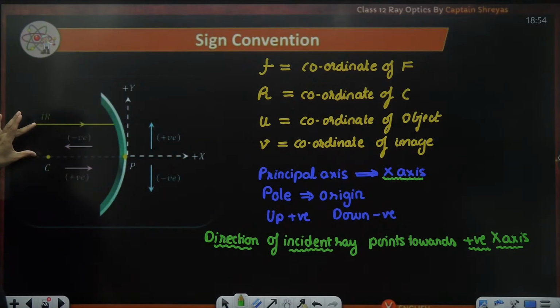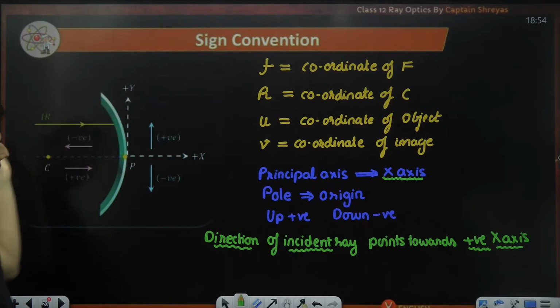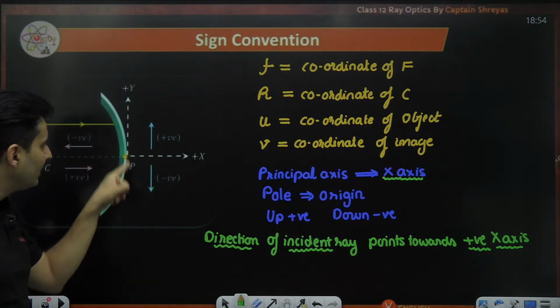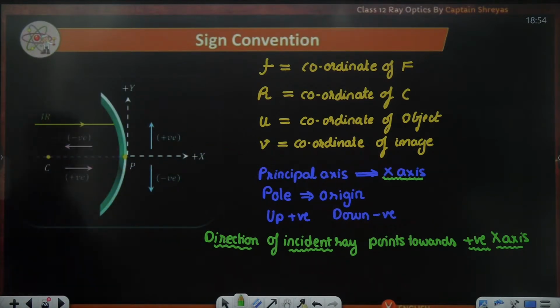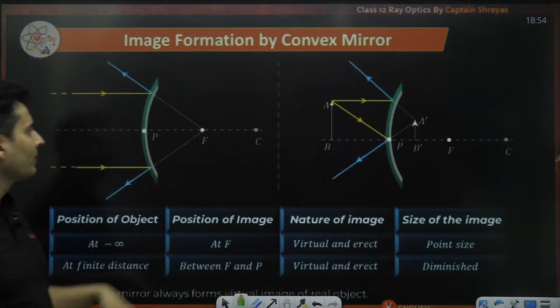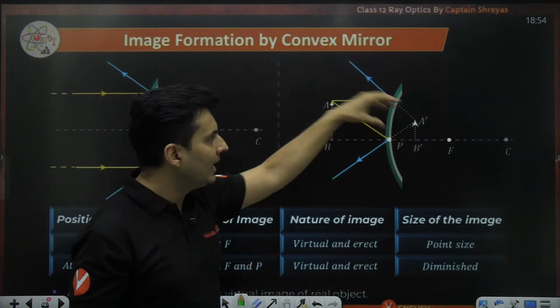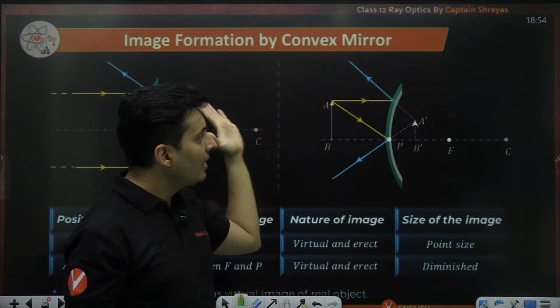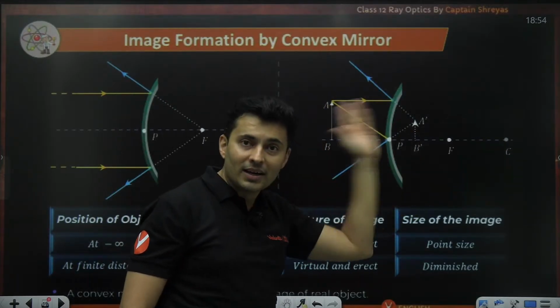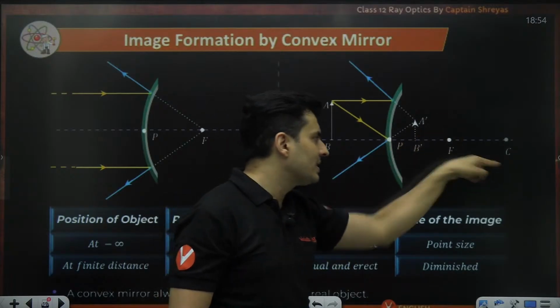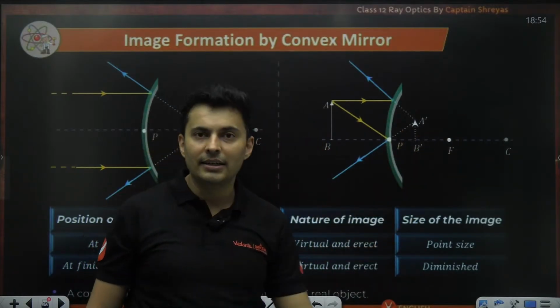So if an object is here, the incident ray, IR means incident ray, is going like this, it is pointing this side. So this side of the pole is positive. That is why this is positive and naturally this is negative. If you go over here, as you can see, the object is placed here. The rays are going like that. The incident rays are pointing towards the positive side of the x-axis. So this is the positive side, this is the negative side.